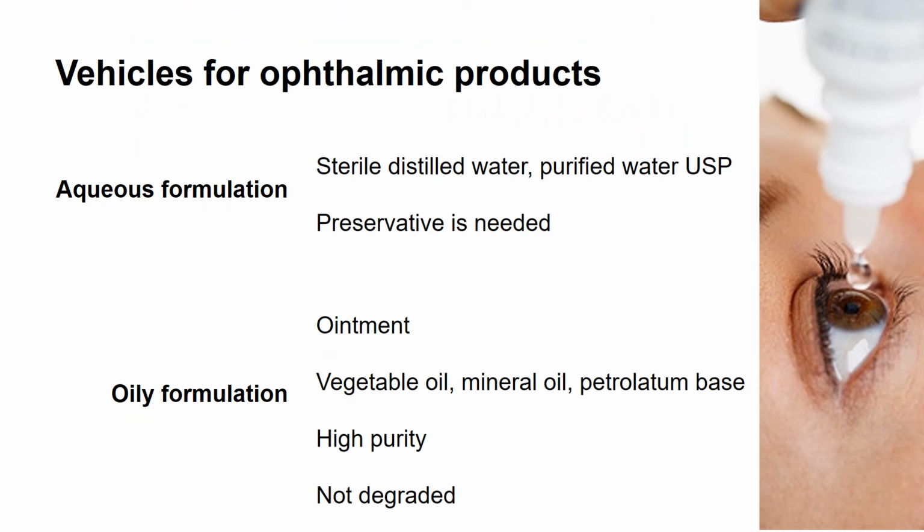As we know now the basic composition of an ophthalmic product, we need to know the typical vehicles used for these products. There are generally two types, aqueous or oily vehicles or formulations. For aqueous formulations, sterile distilled water or purified water USP are usually used, or the water can be sterilized together as a final product. The water-based system would definitely need a preservative. However, for oily formulations such as ointments, the vehicles used are typically vegetable oil, mineral oil and petrolatum base of high purity. It is important to make sure they do not degrade easily.